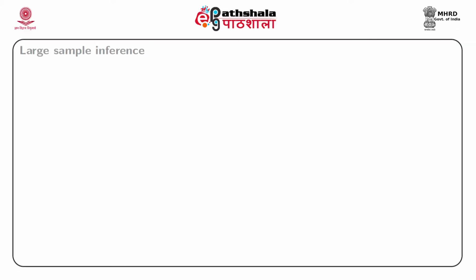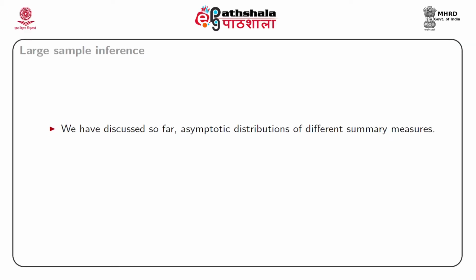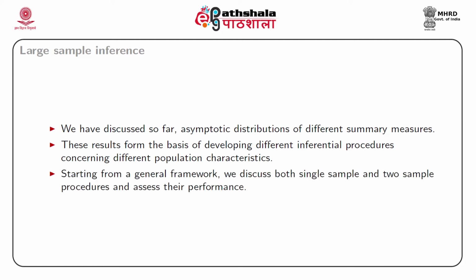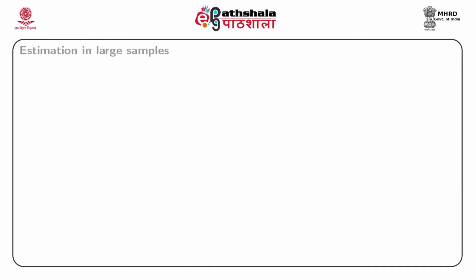In our last modules, we have discussed the asymptotic distribution of different summary measures, and these results form the basis of developing different inferential procedures concerning different population characteristics. So, starting from a general framework, we discuss both single sample, 2 sample and multi-sample procedures and assess their performance. So, let us start with estimation in large samples.